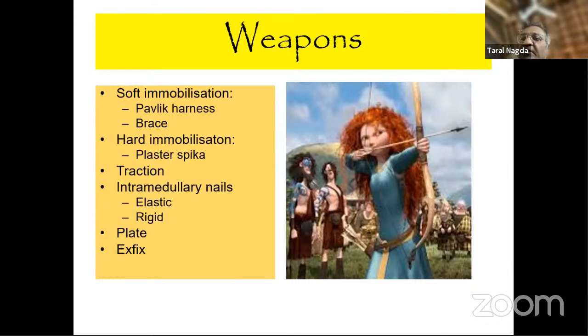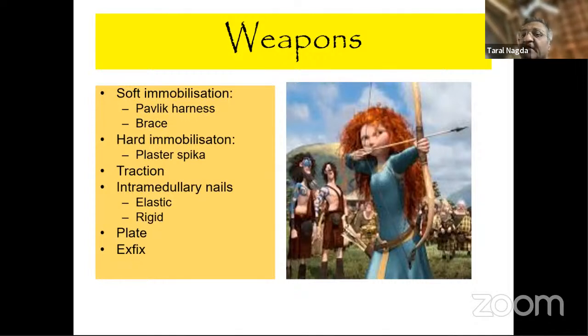So what options do we have for management? One is soft immobilization, which is a Pavlik harness and brace, which we generally do in children less than 6 months. Then hard immobilization, plaster spica, from 6 months to 6 years. Traction followed by spica in unstable fractures up to 6 years of age. Intramedullary nails, either elastic nails in younger children less than 10 years, or rigid nails in some patients who are adolescents.